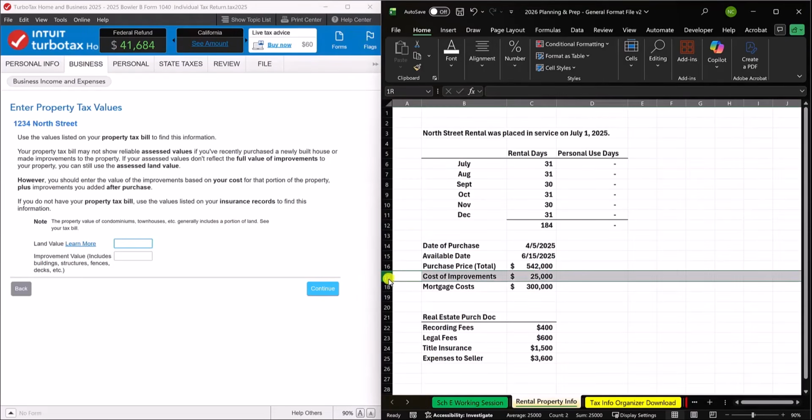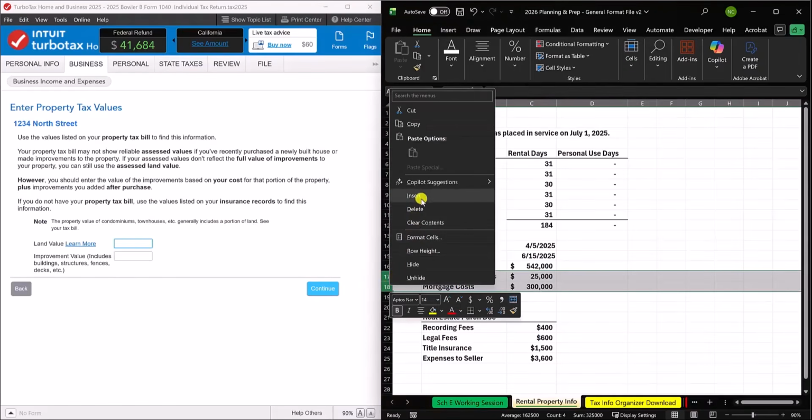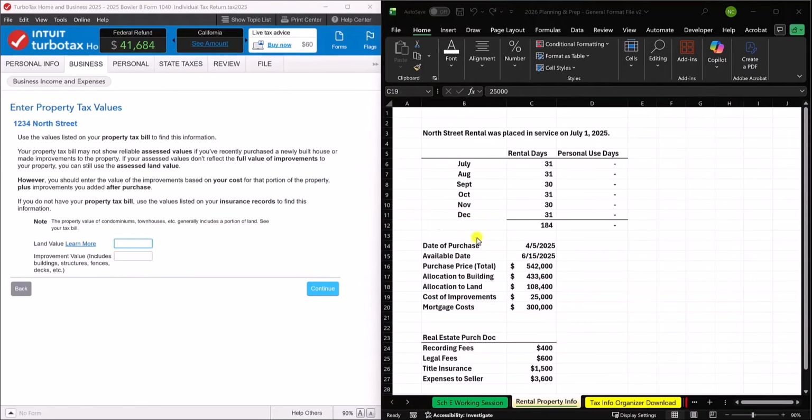I'm going to go right here to our work paper. I'm going to insert 2 rows right here. And then what I'm going to do is take this total purchase price and multiply it by 80% and call that the allocation to the building, and then I'm going to multiply it by 20% and call that the allocation to the land.